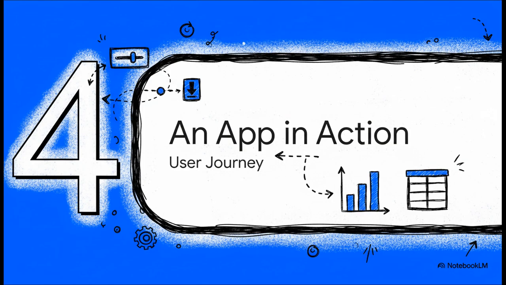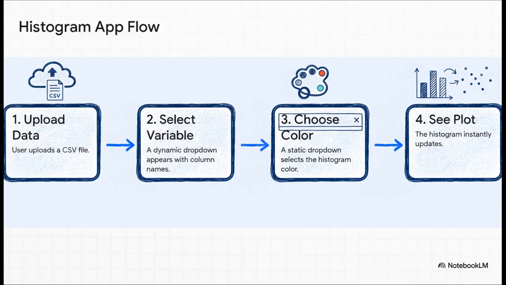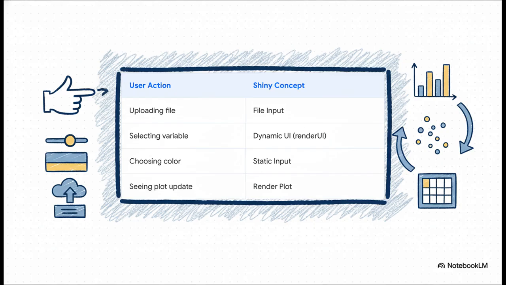All right, so let's put all these pieces together now. We're going to walk through the exact user journey of a simple but powerful histogram app, just like the one that was built in the source material, to see how all these concepts come together in the real world. So here's the flow. First, the user clicks a button to upload their own data file. Second, a dynamic drop-down menu appears, now filled with the variables from that specific file, and they select one. Third, they use a simple static drop-down to pick a color for their chart, let's say blue. And finally, that reactive engine kicks in and bam, the histogram instantly appears, plotted with their data, their chosen variable, and their chosen color.